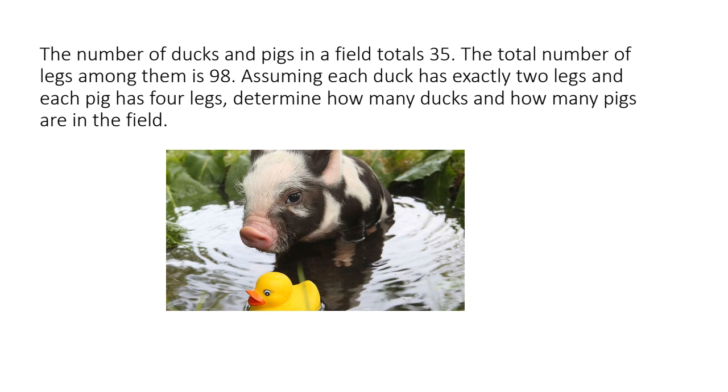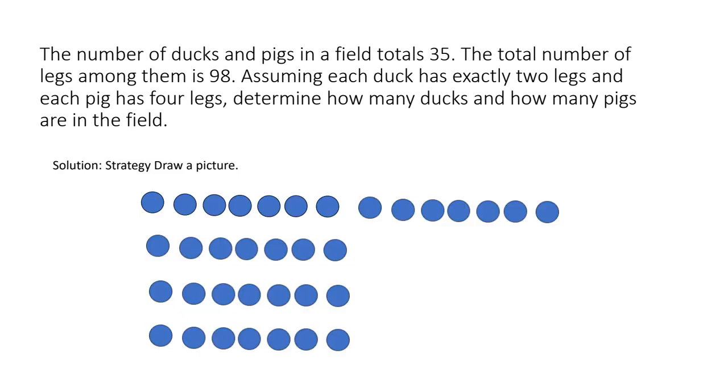So following the strategy, we read the question and make sure that we understand it. We have 2 types of animals, ducks and pigs, and in total, it's supposed to be 35. And we know the total number of legs is 98. So how can we use that information to determine how many pigs and how many ducks there are? Well, a good way, like we said, is to draw a picture. Creating a diagram or a picture will help.